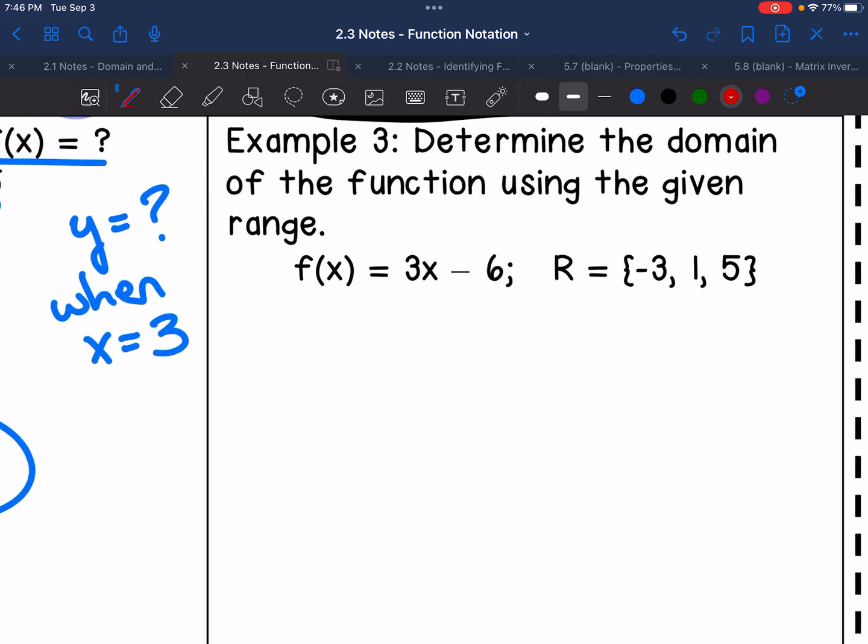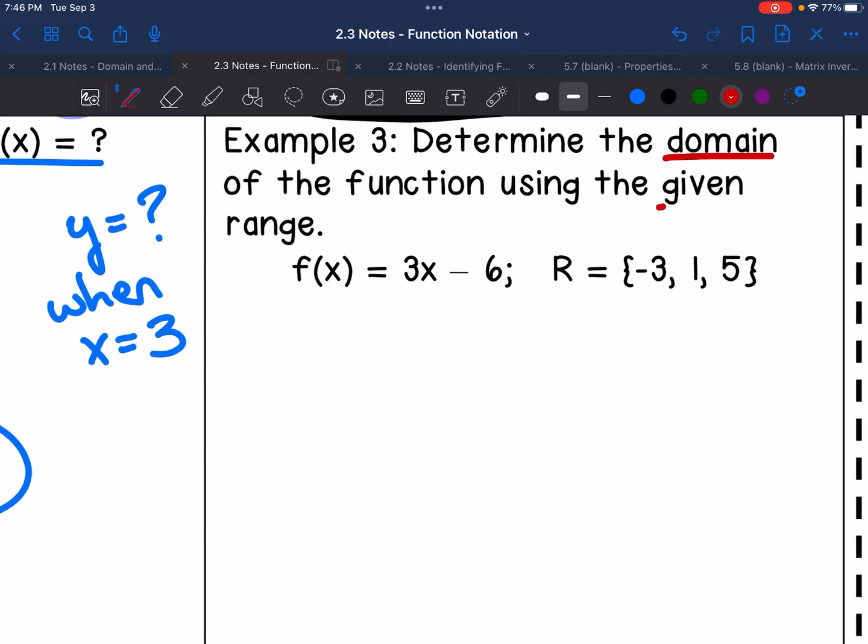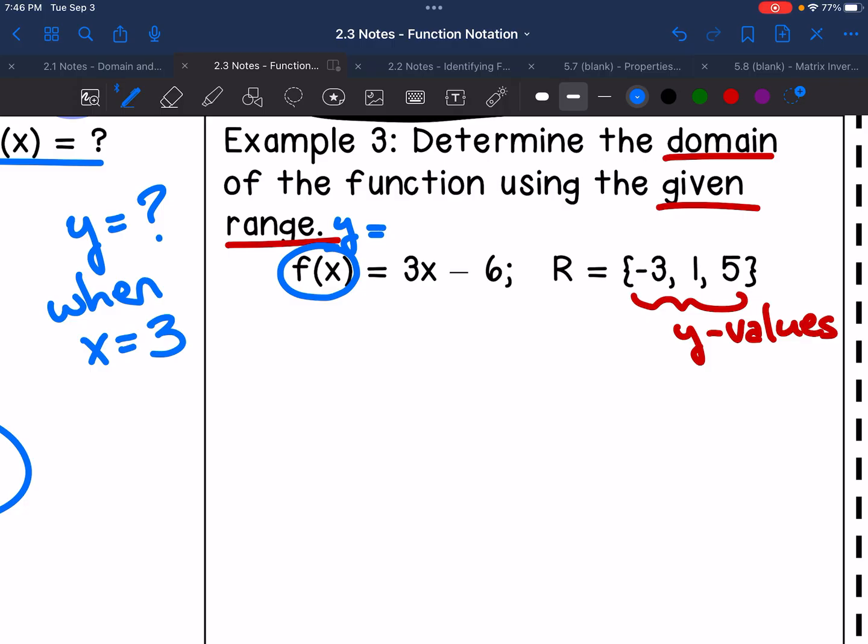Okay, example 3. Determine the domain of the function using the given range. So this time they told me my range. This time they told me the y values. Okay, and they're asking what does x equal. So now I'm going to put my y values here where we have f of x. Remember, this means y equals. So I'm going to start with negative 3. So instead of f of x, instead of y equals, I'm going to write negative 3 equals 3x minus 6.